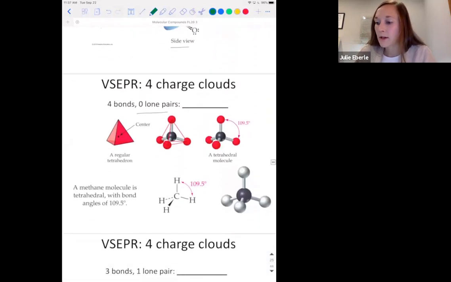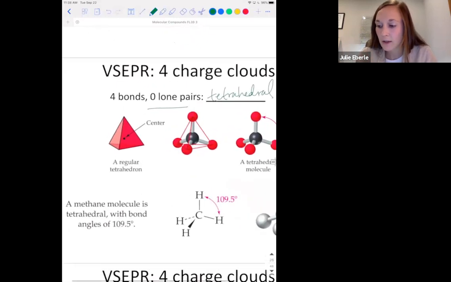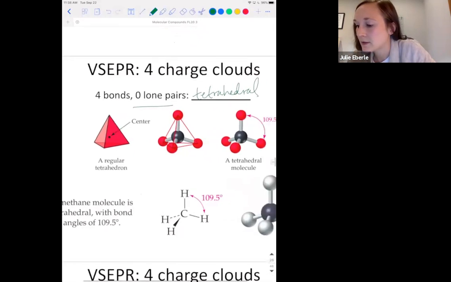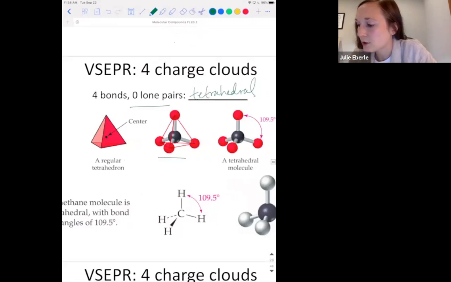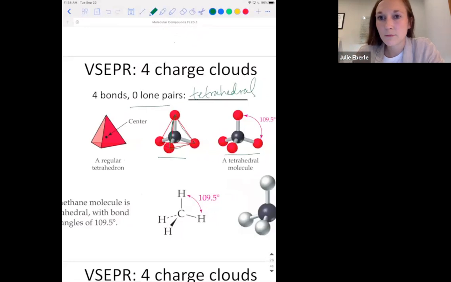4 bonds, 0 lone pairs. This was tetrahedral. Why do we call it tetrahedral? Well, if anybody's had geometry, when you have a shape with 4 sides, you call it a tetrahedron. And these top pictures up here are just showing you different models of that. If we made this CH4 molecule into a geometrical figure, it's trying to show you the faces of the shape, with carbon being your central atom.